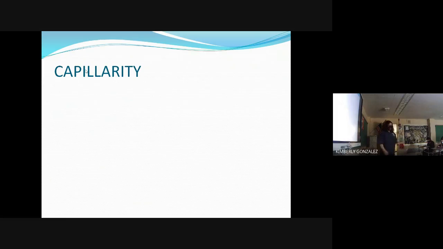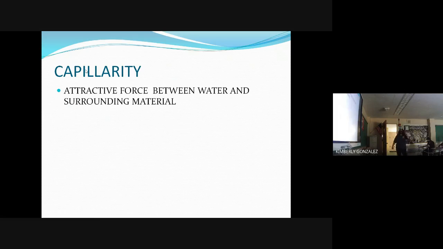Okay, capillarity. It's what we were talking about a few minutes ago with the picture of the flowers, right? Capillarity has to do with, all right, I'll give you guys a second to copy this down because I have to go cam on you for a second.